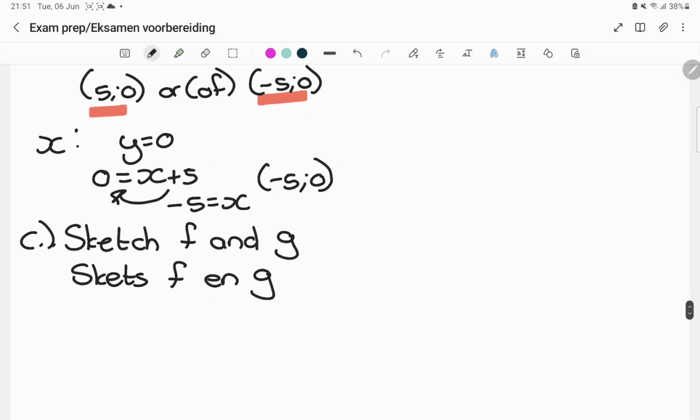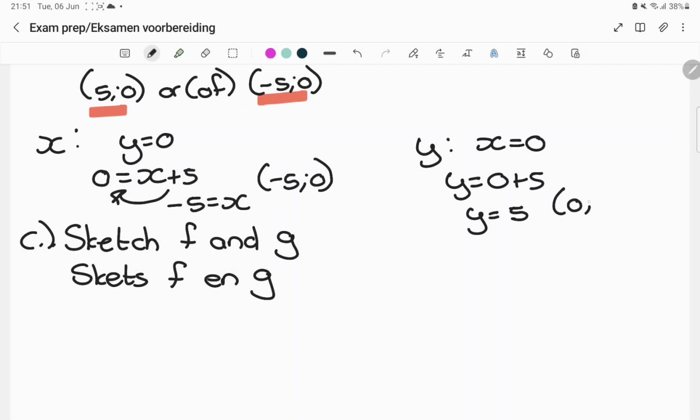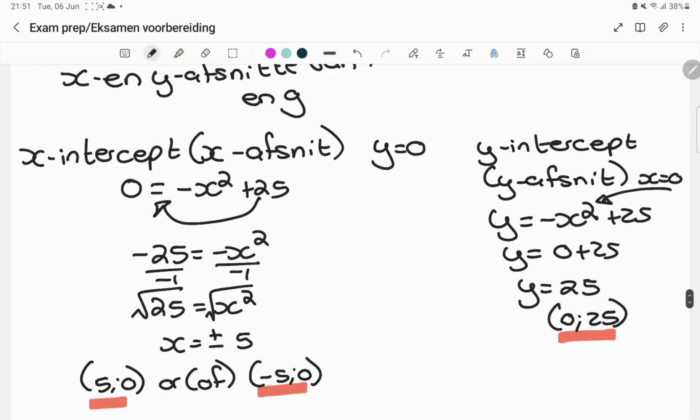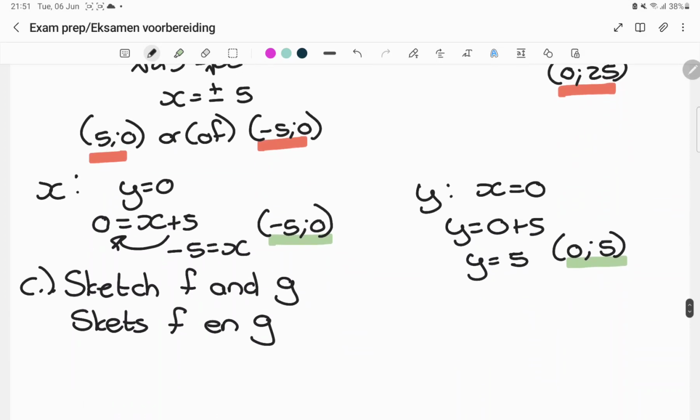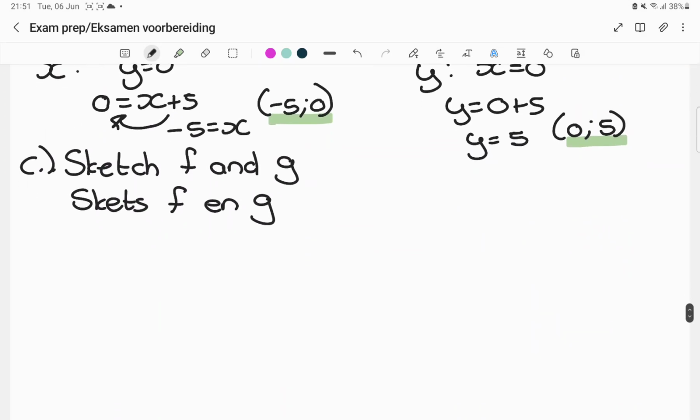Alright, then I'm going to do the same for my y-intercept. So now I'm just going to make x equal to 0. So if I do that, I have y is equal to 0 plus 5. So y is equal to 5. So it will be the point 0, 5. Alright, this is a question you can definitely expect in any exam, and that is to calculate the x and the y-intercepts.